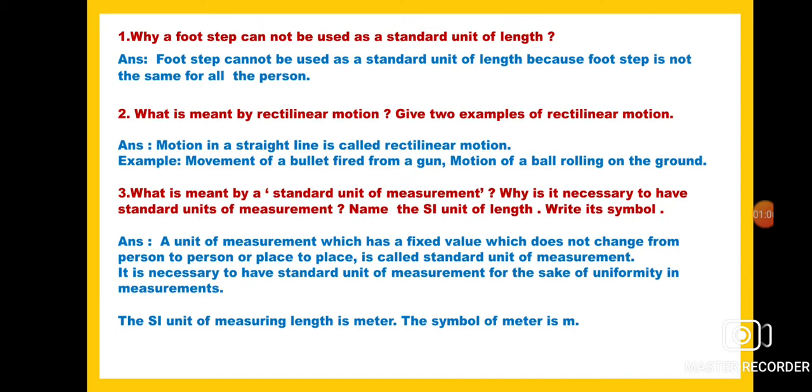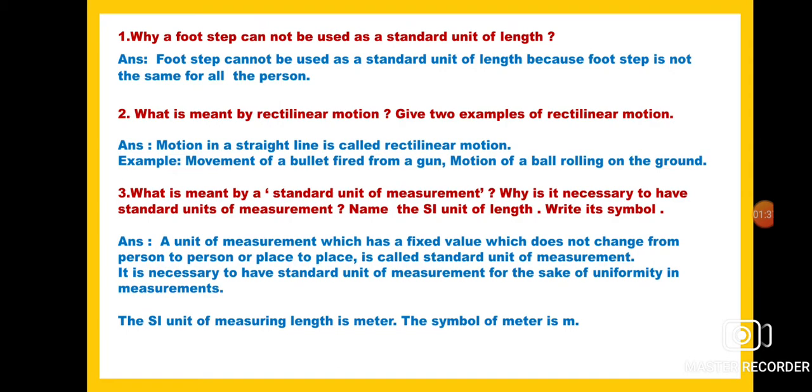Next, number 2: What is meant by rectilinear motion? Give 2 examples of rectilinear motion. So what is rectilinear motion? Any kind of motion which follows a straight line, or any motion which is exhibited in a straight path, is called rectilinear motion. Many such examples are there. For example, the movement of a bullet fired from a gun, the motion of a ball rolling on the ground, a sprinter running in a 100-meter race. All these belong to rectilinear motion.